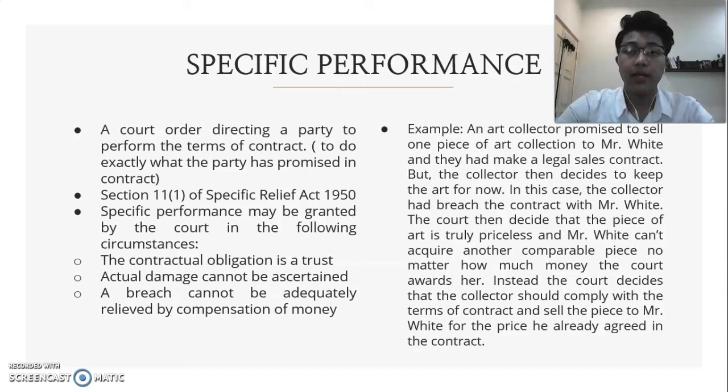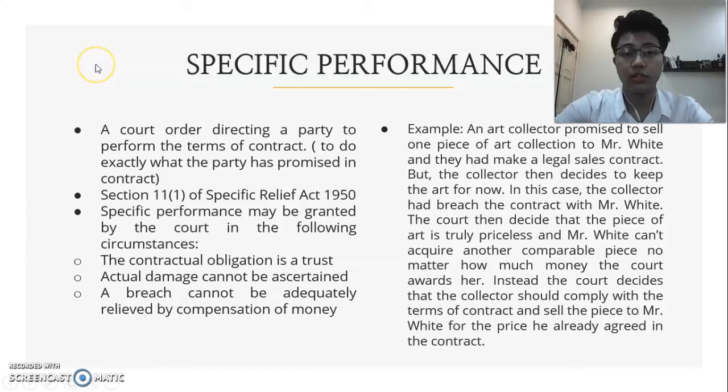For example, an art collector promised to sell one piece of art to Mr. White, and they had made a legal contract of sale. But the collector then decides to keep the art for now. In this case, the collector had breached the contract with Mr. White. The court then decided that the piece of art is truly priceless and Mr. White can't acquire another comparable piece no matter how much money the court awards him. Instead, the court decides that the collector should comply with the terms of the contract and sell the piece to Mr. White for the price he already agreed in the contract. That's for specific performance.